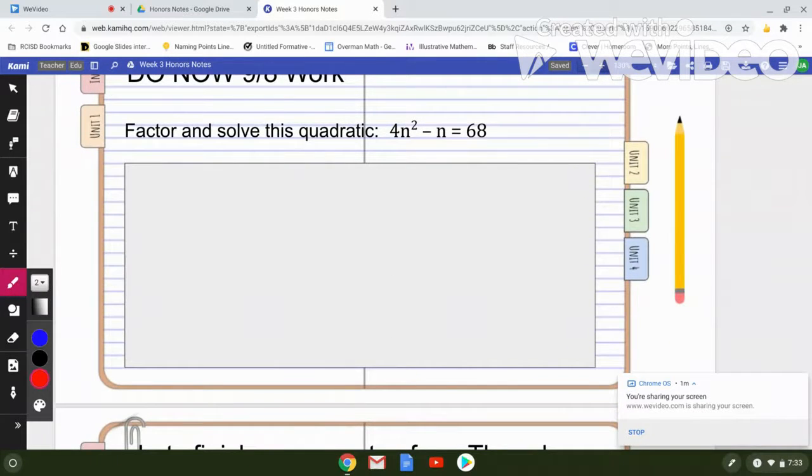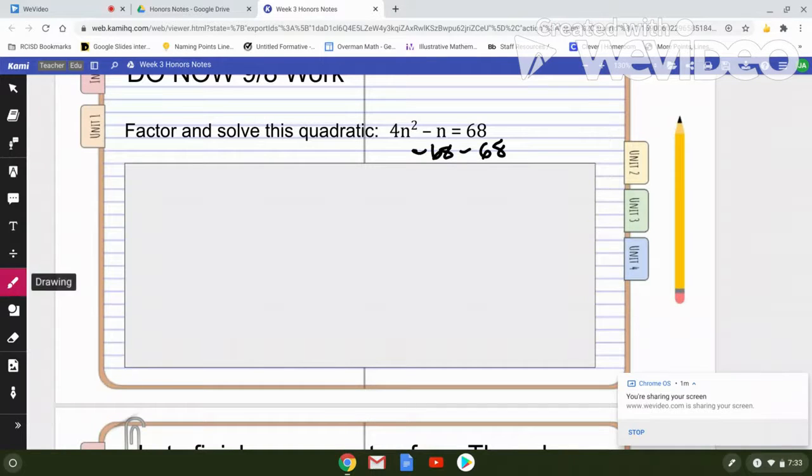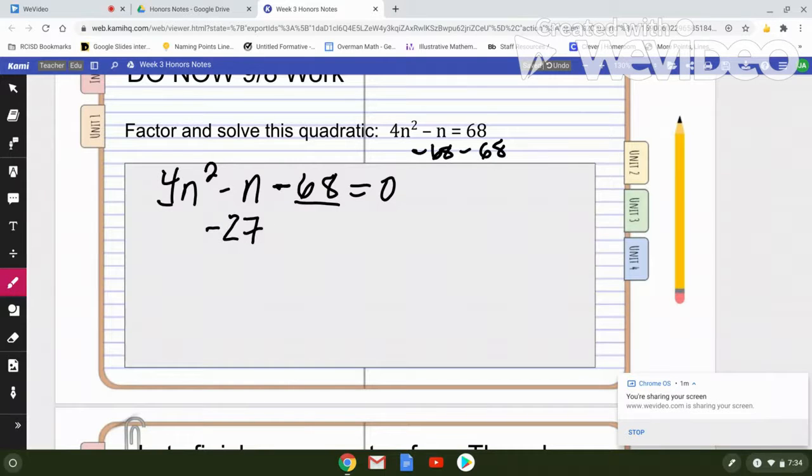Okay, our do now for the day is factor this quadratic. In order to factor this, it has to equal 0, so I'm going to have to move the 68 over here. So this side is 0, and I get 4n squared minus n minus 68 equals 0. This one becomes a little tougher because we're going to have to multiply 4 times negative 68. We're going to get this number, negative 272.